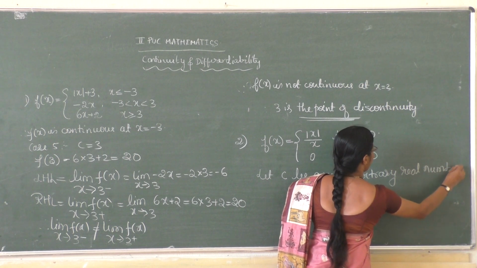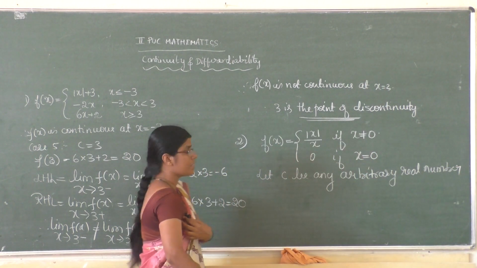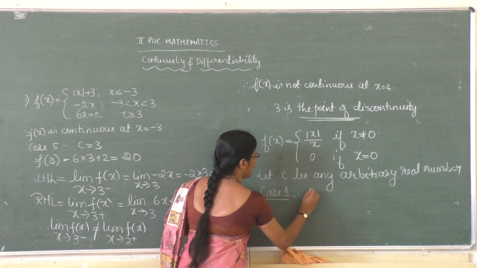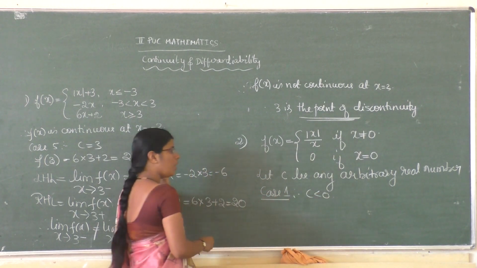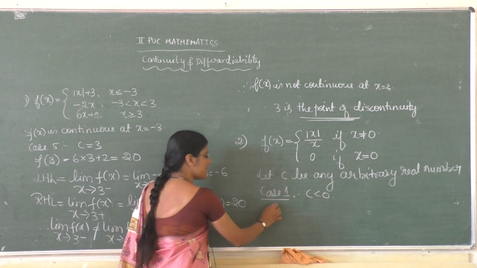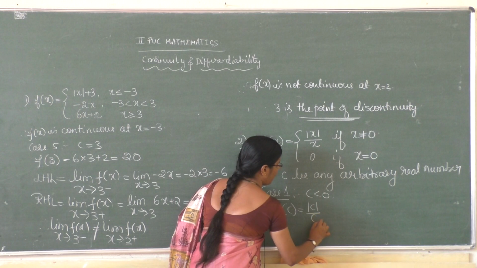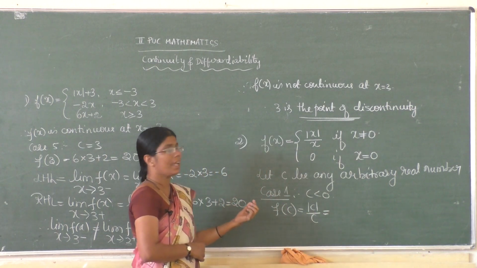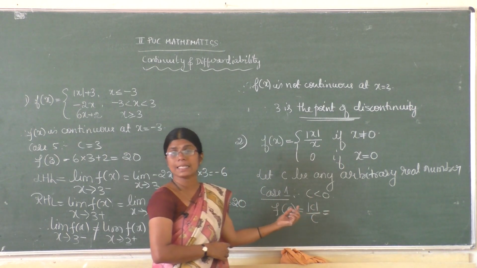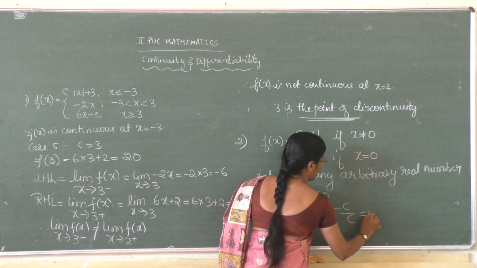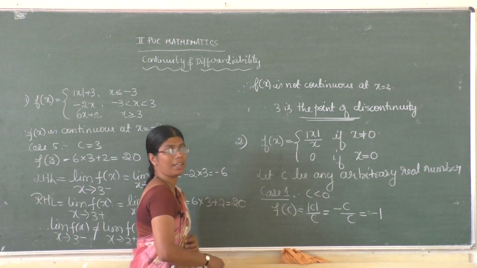Let c be any arbitrary real number. Case 1, c less than 0. When c is less than 0, f of c is modulus of c by c. Modulus of c when c is less than 0 is minus c, so minus c by c equals minus 1.